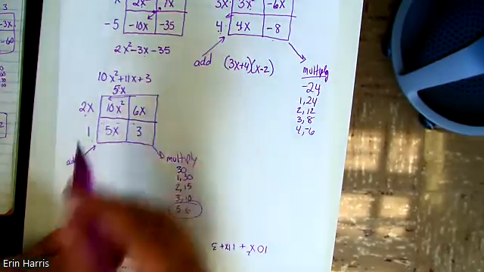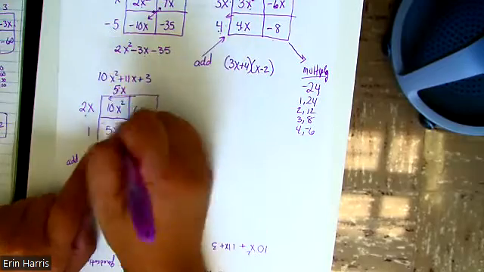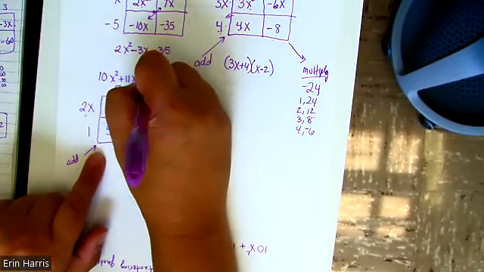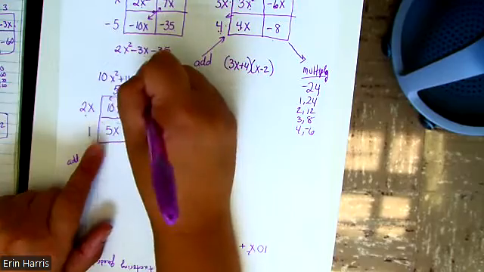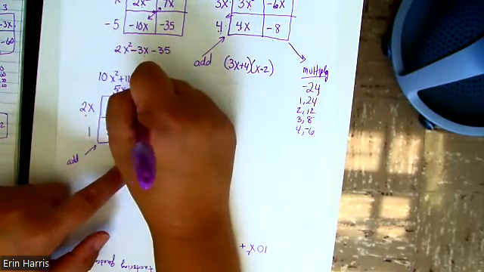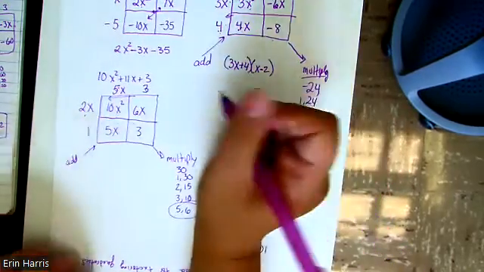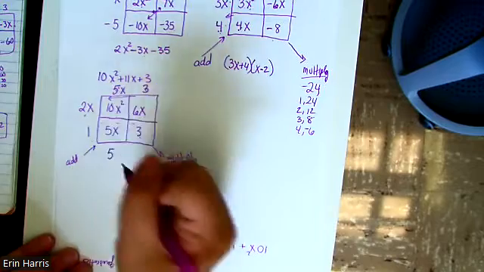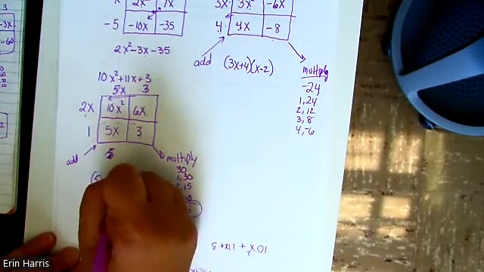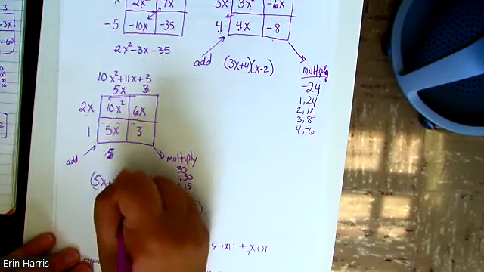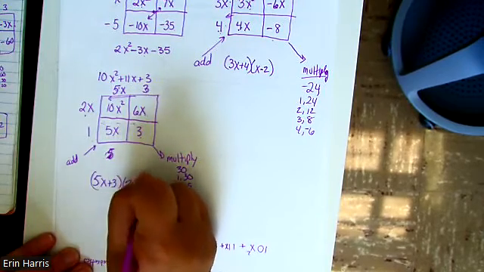And then we would also have to notice, well, then what has to go here? Right? What would give me a 3 here? That would have to be a 3. And then 3 times 2x, of course, does give me the 6x. Okay, so again, there's my factors. 5x plus 1. I'm sorry, 5x plus 3, 2x plus 1.